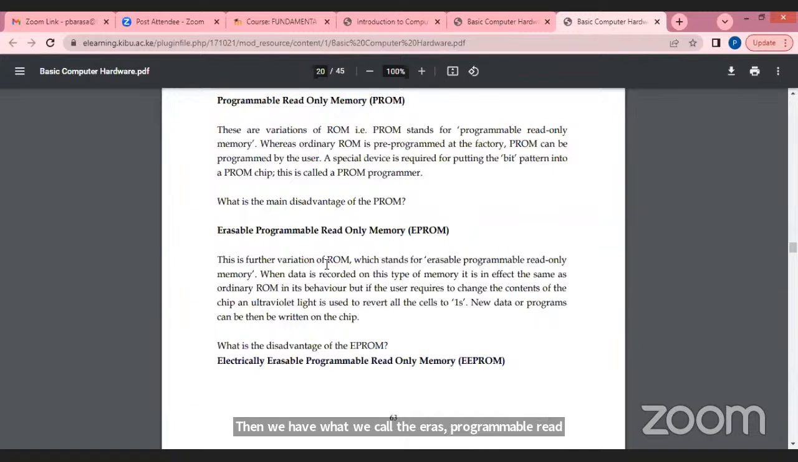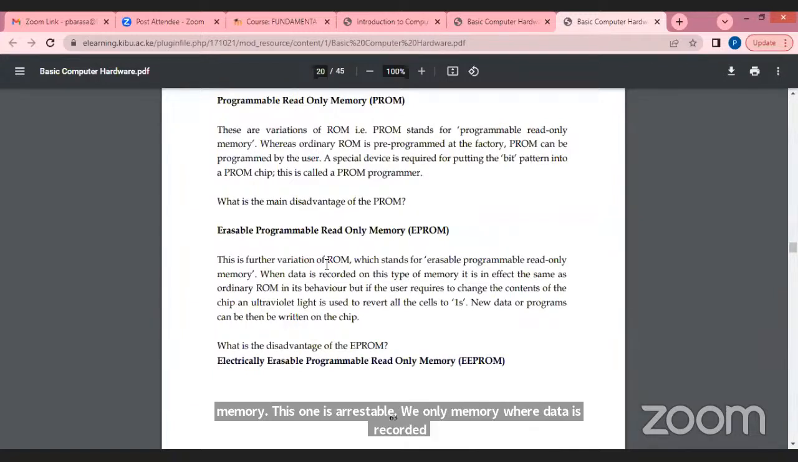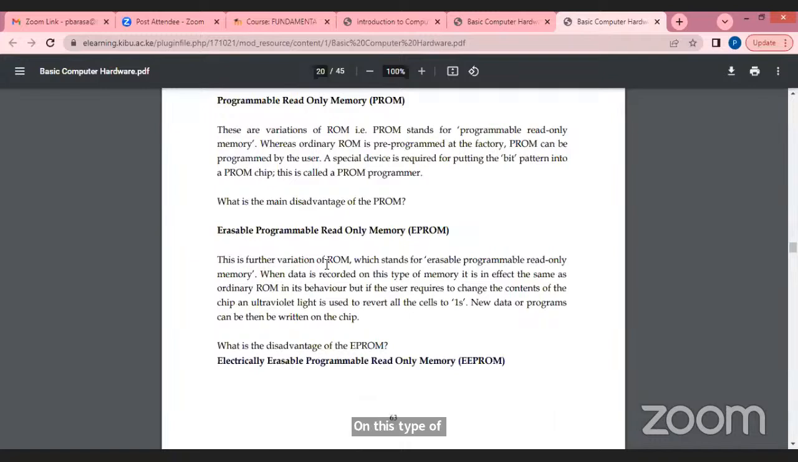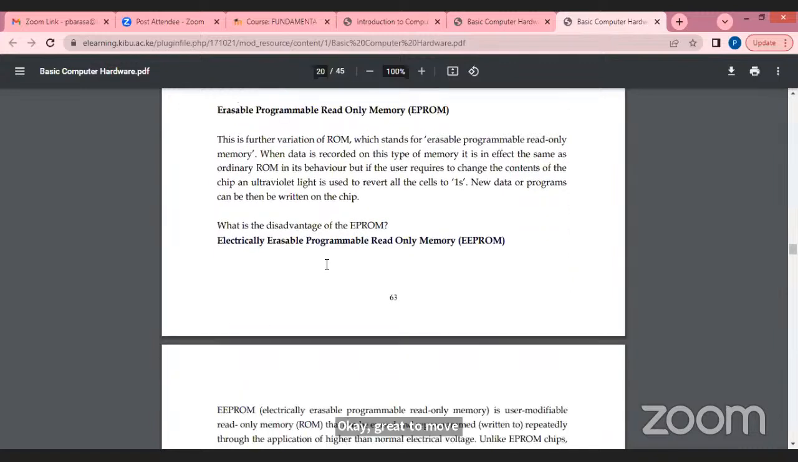This one is erasable, programmable, read-only memory, where data is recorded on this type of memory. It is the same as ordinary ROM in its behavior, but if the user requires to change the contents of the chip, an ultraviolet light is used to revert all the cells to ones. So new data or programs can then be written on the chip.